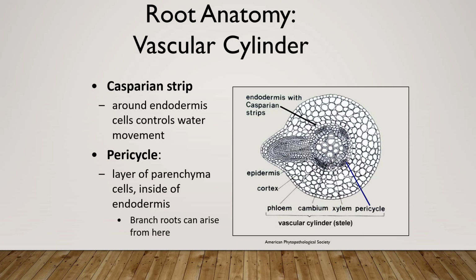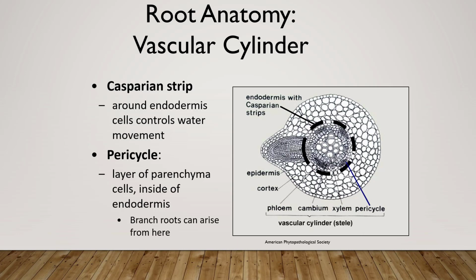So the vascular cylinder is made up of the Casparian strip and the pericycle. The Casparian strip is around the endodermis and controls water movement. Pericycle is a layer of parenchyma cells also. And if you remember when I talked about cells in the other presentation, parenchyma cells can be many things. It's inside the endodermis, and branch roots can come from here.